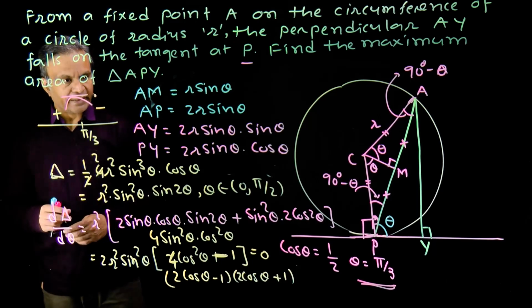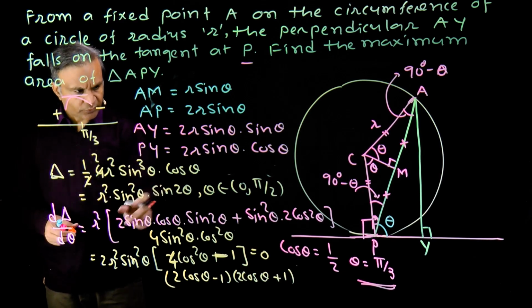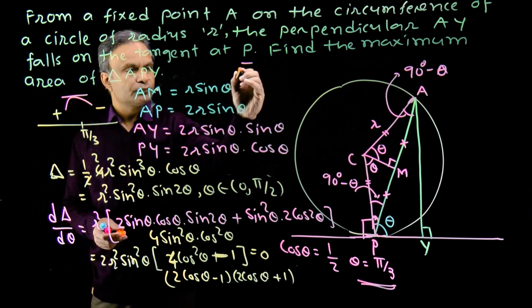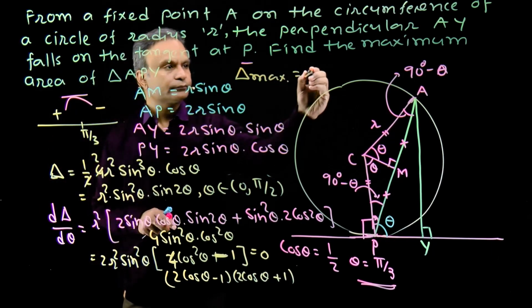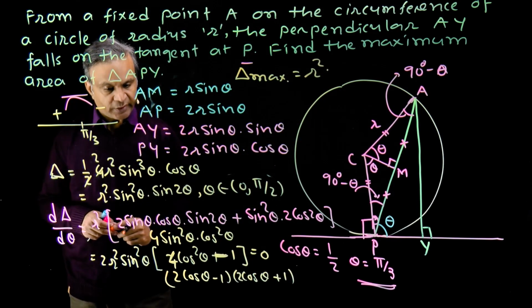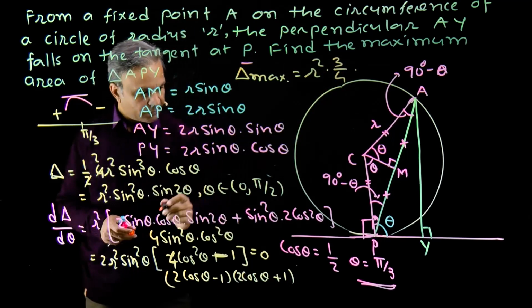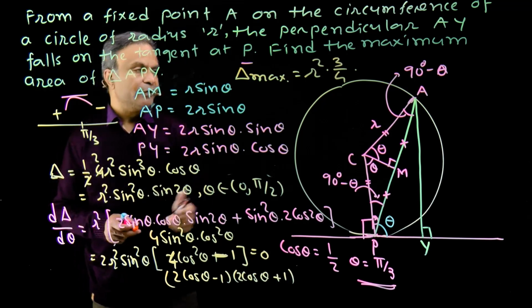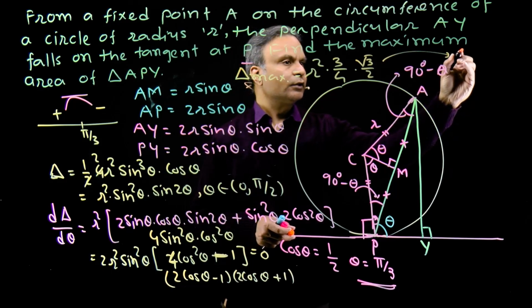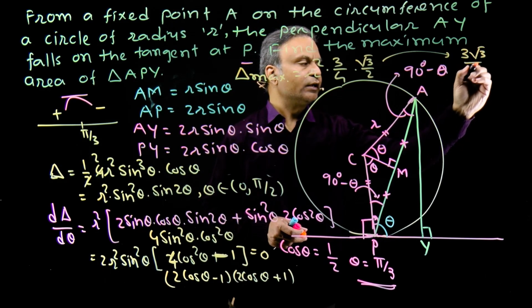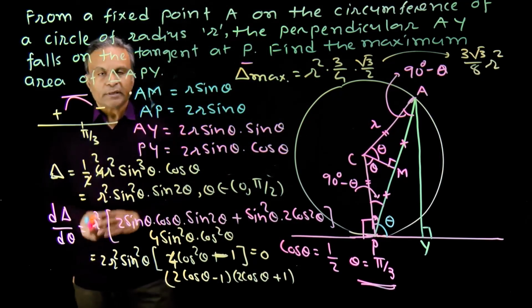So for maximum area, in this we put theta is equal to pi by 3. So we get delta max is equal to r square sine square pi by 3, which is 3 upon 4, multiplied by sine 2 pi by 3. Sine 2 pi by 3 is root 3 upon 2. So this will be 3 root 3 upon 8 into r square. This is the maximum area. Okay, let's take one more example.